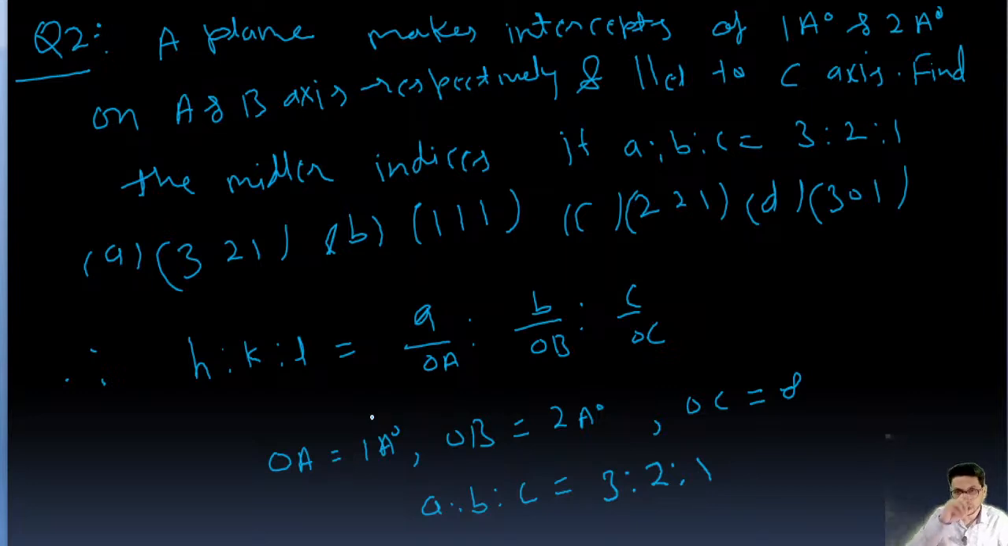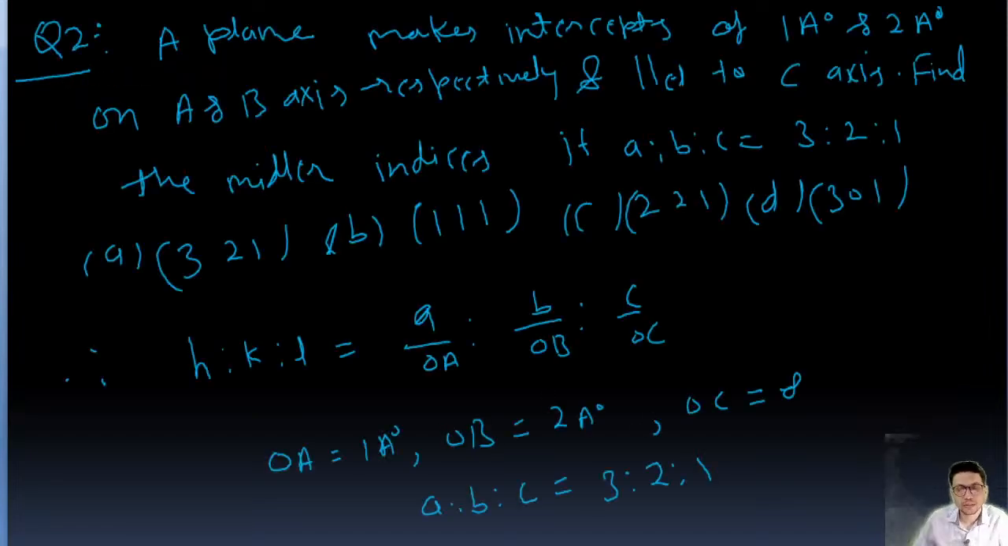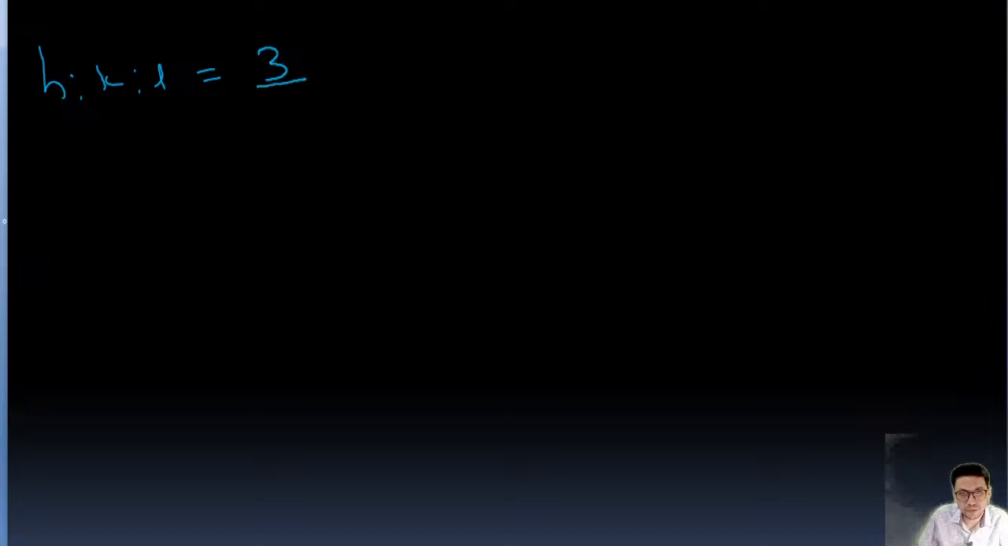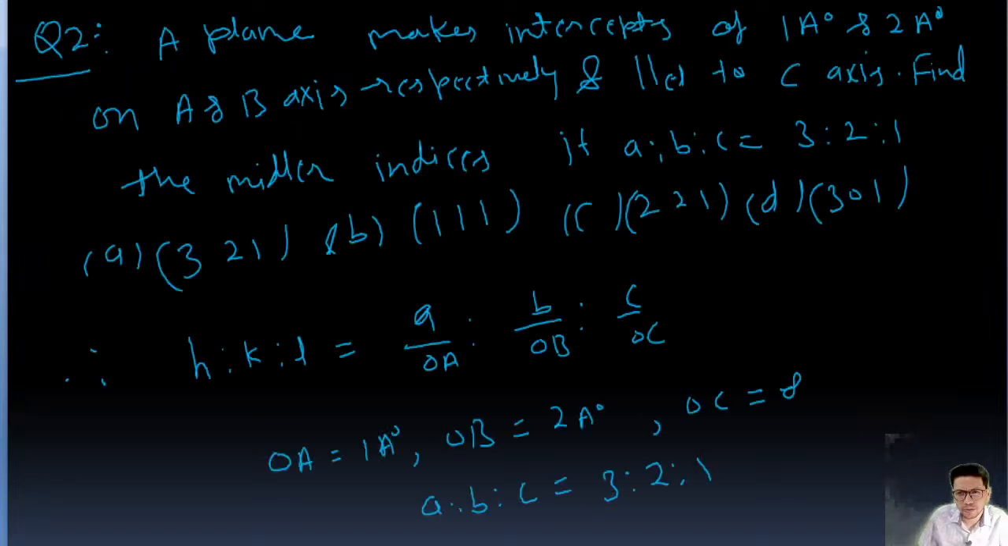Well, now we'll put the values. HKL is going to be this one. A is given, ABC is 3 ratio 2 ratio 1, right? So we can write 3 upon OA, and OA is given as 1 angstrom. 3 upon 1 into B, which is 2, 2 upon 2, right?